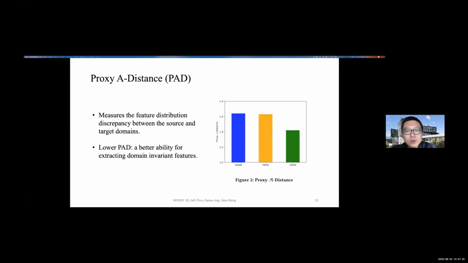To further evaluate the learned hidden features, we computed PAD, or proxy A distance, which measures the feature distribution discrepancy between the source and target domains. In general, a lower PAD means a better ability of the model for extracting domain invariant features. We can observe that SODA has a lower PAD compared with the baseline domain adaptation methods, which indicates the effectiveness of our proposed two-level alignment strategy.